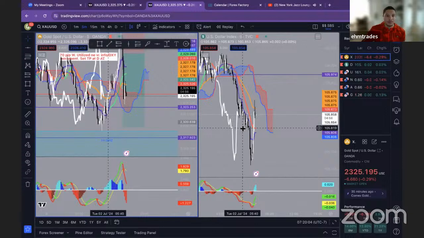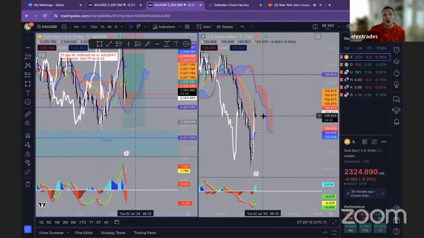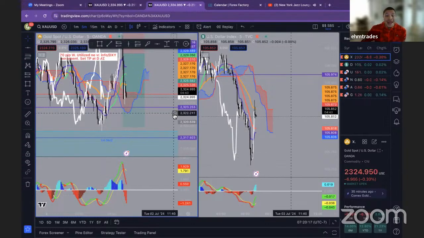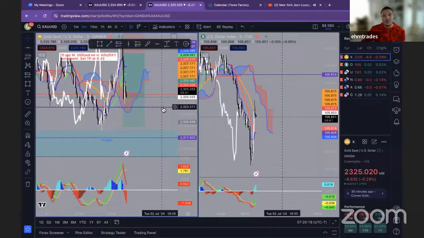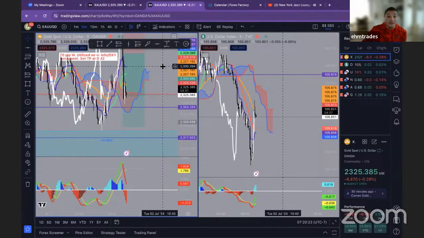I said if it ends up correcting against my entry, then I have an area where I will close out this trade. And that will be somewhere around right now, because that's where the conversion line is. It'll be somewhere around 23.30 if price decides to correct itself. But if not, it hits 23.22 and closes my take profit.